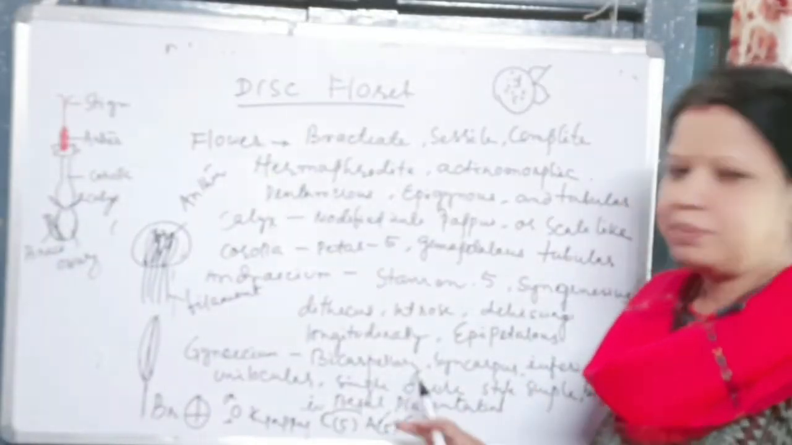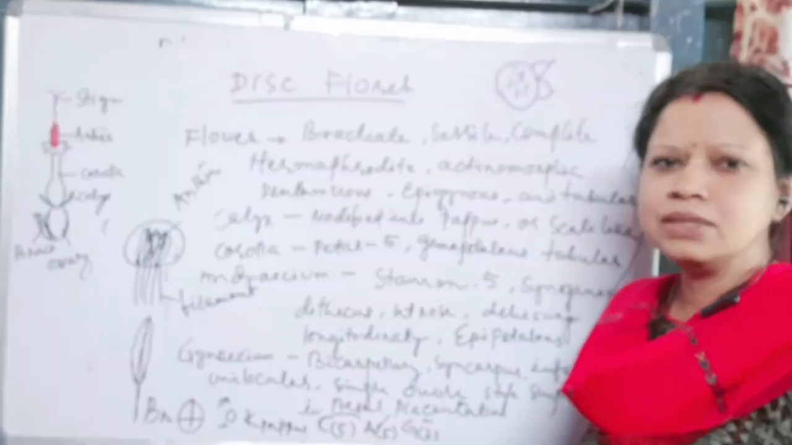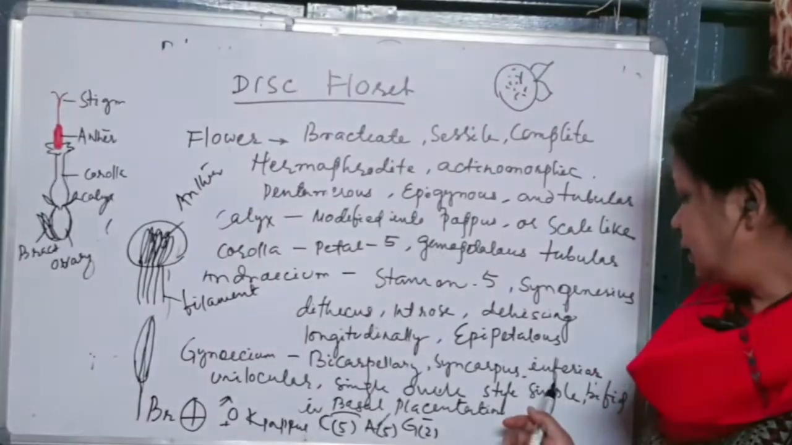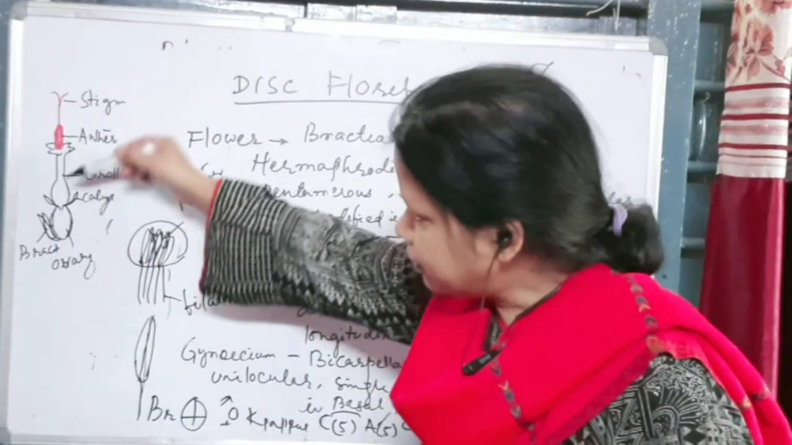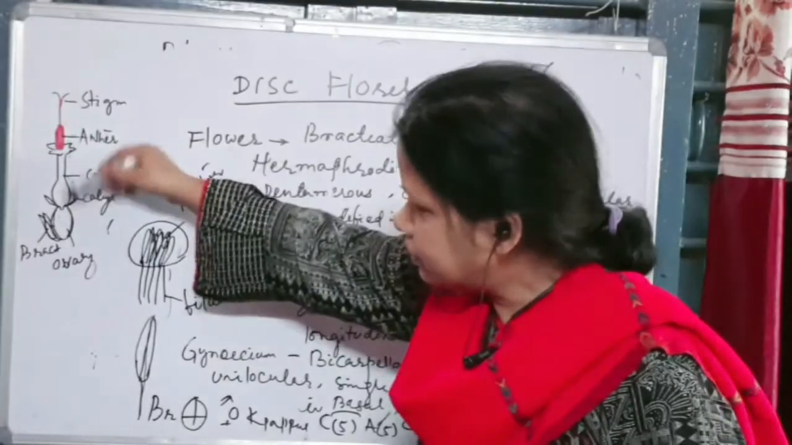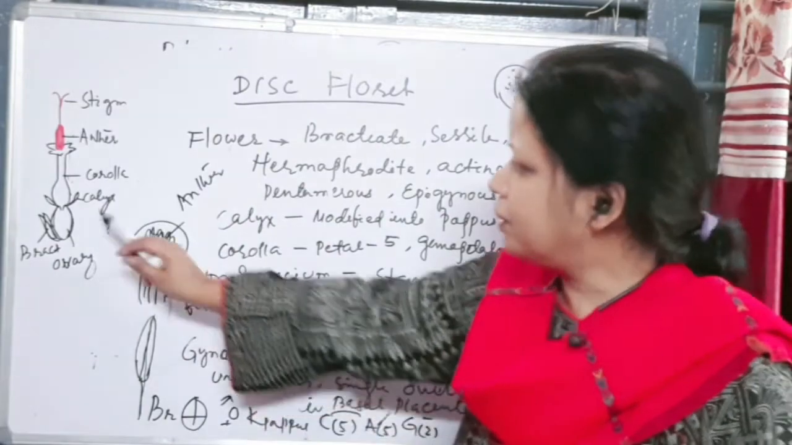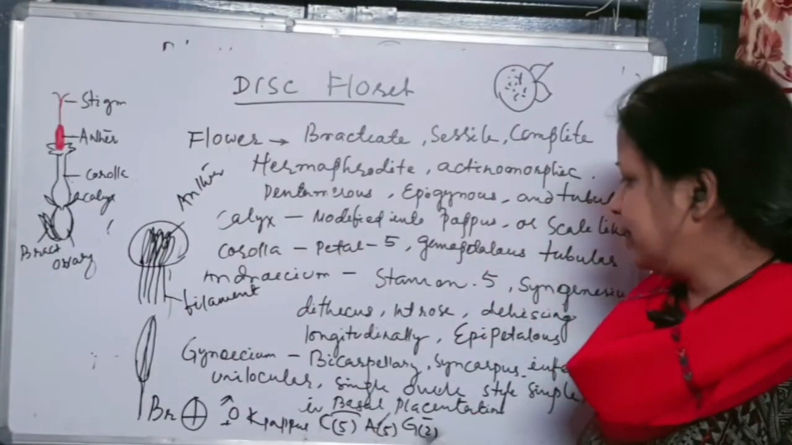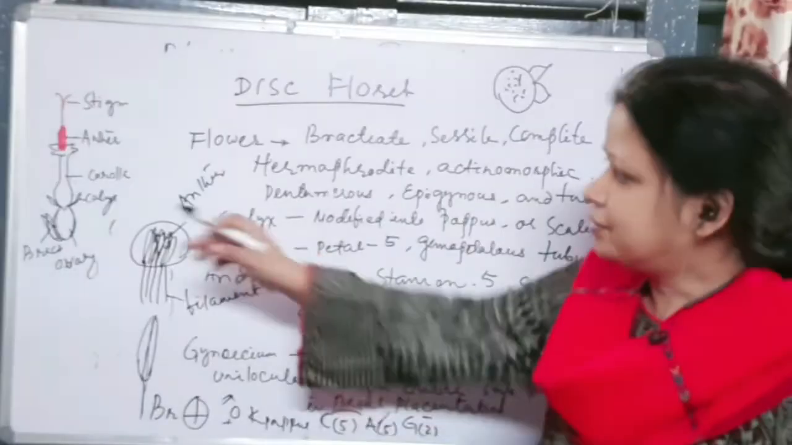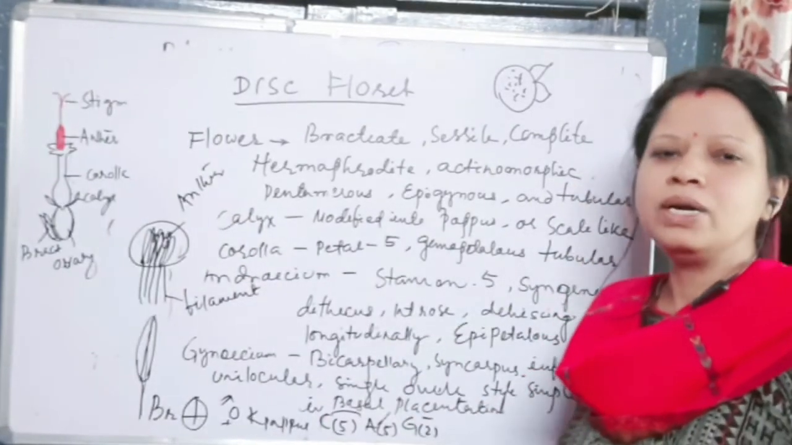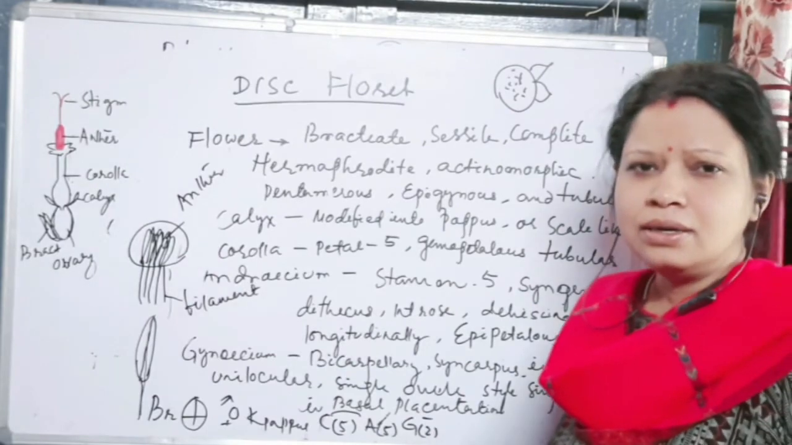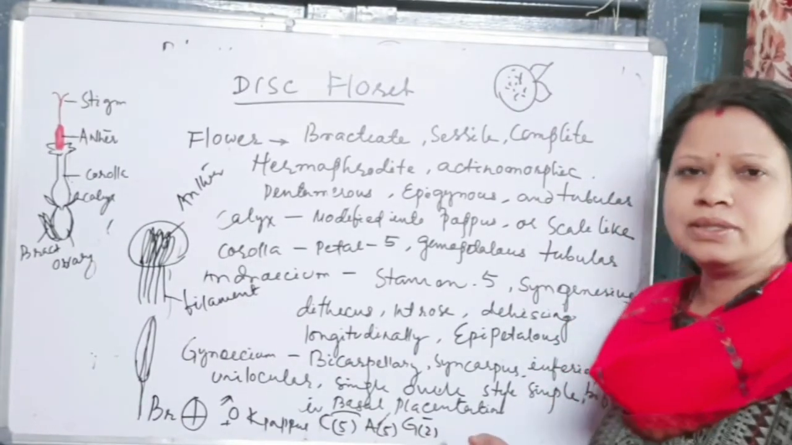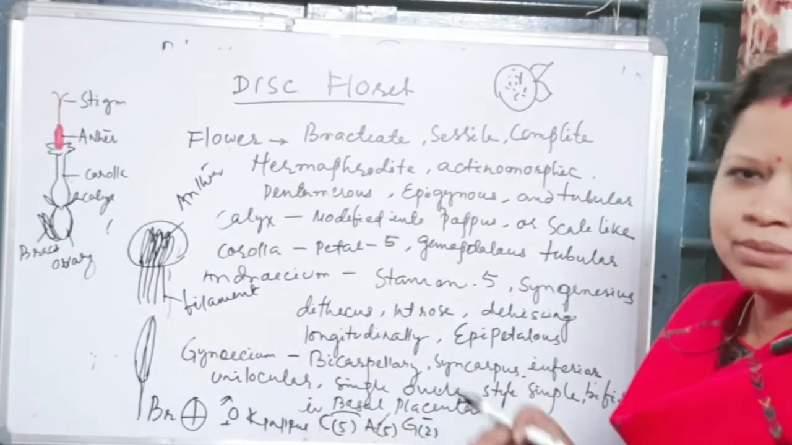Gynoecium, number of carpels 2, bicarpellary, syncarpous. Syncarpous means fused carpels. Then inferior ovary. Again, the ovary is inferior in position. Calyx, corolla and all the stamens arise above this ovary. That is called inferior ovary. And if we see the TS of the ovary, there is only one ovule in basal placentation. Again, it is an anatropous ovule. Basal placentation means it is present at the base of the ovary.